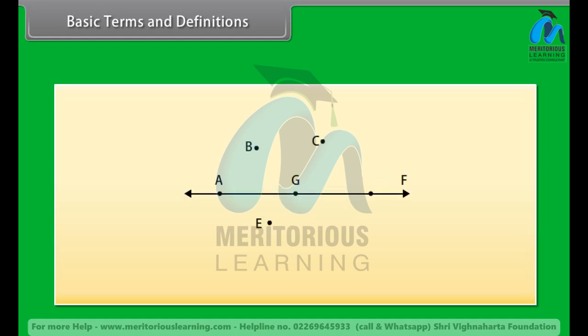We also know that if 3 or more points lie on the same line, they are called collinear points. Here A, G, F are called collinear points. And points B, C and E are called non-collinear points.